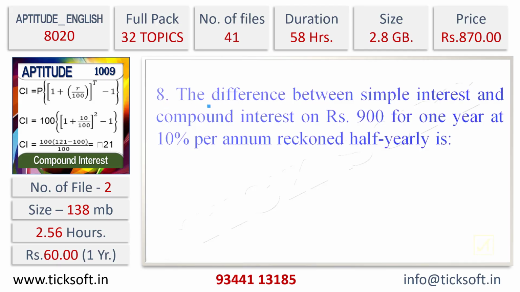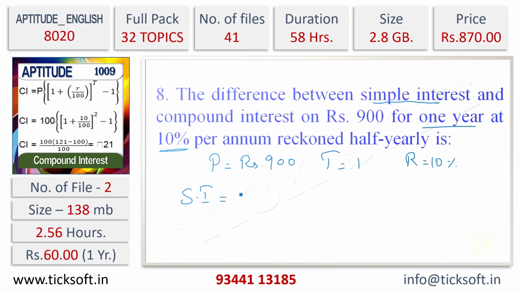Now the next question is, the difference between simple interest and compound interest on rupees 900 for 1 year at 10% per annum reckoned half yearly is. So first what we are going to do is, we are going to find out the simple interest. So here what is the value of principal? The principal is rupees 900, and the number of years T is equal to only 1. And now the rate of interest R is equal to 10%. Now by using this only, we are going to get the required simple interest first.